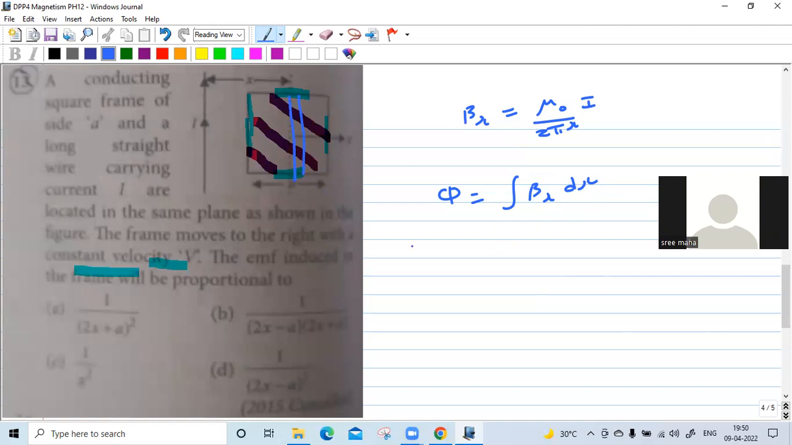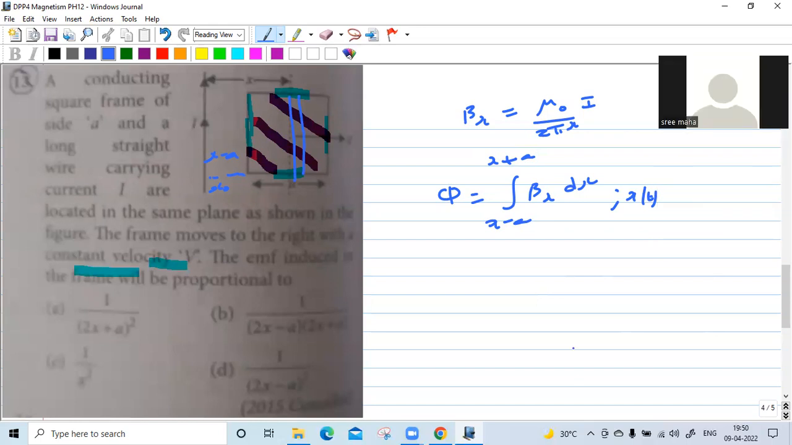So this you have to integrate from x equal to this one. I assume this distance is x naught, or this side is a, right? So this distance is x minus a. So the limits are x minus a to x plus a, and x is a function of time, so it's moving. Now we can solve it.